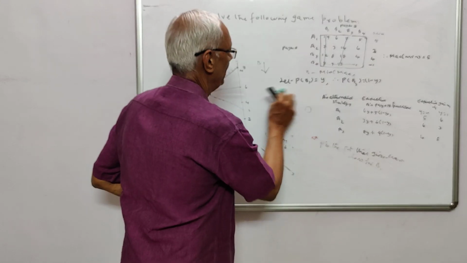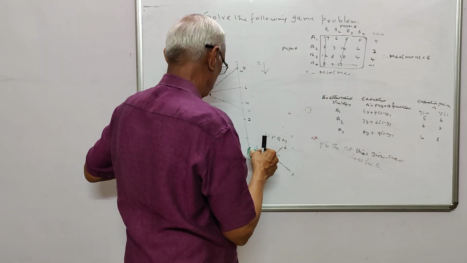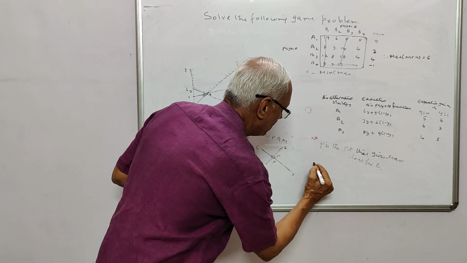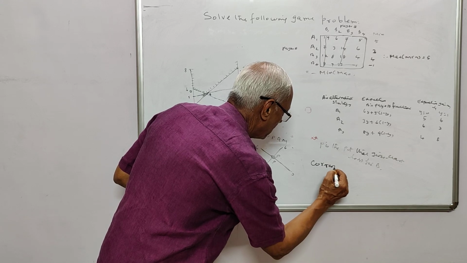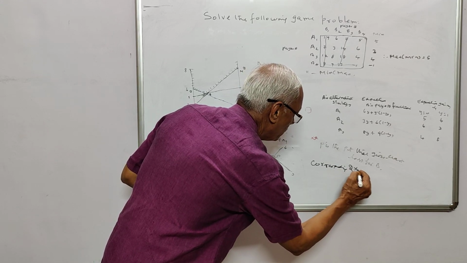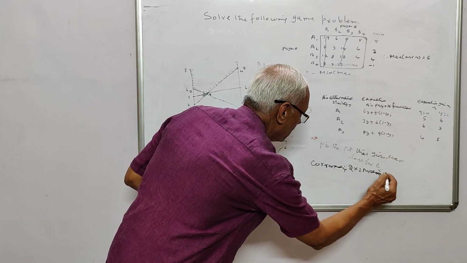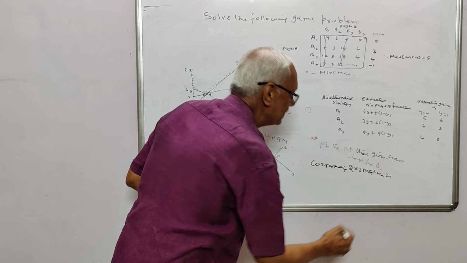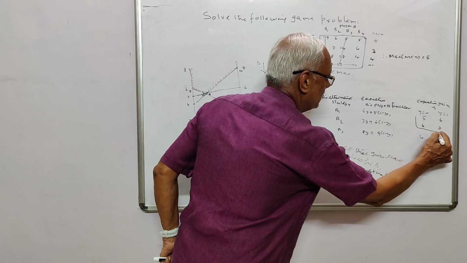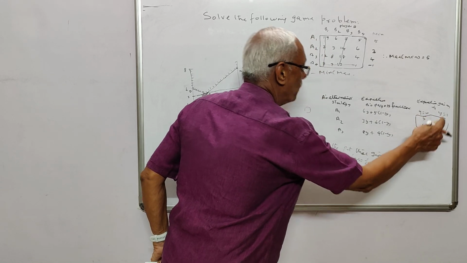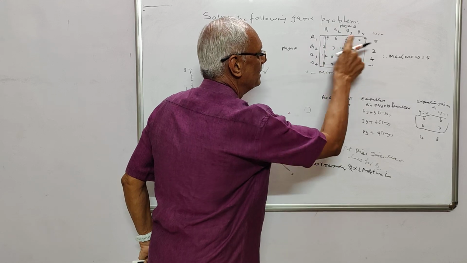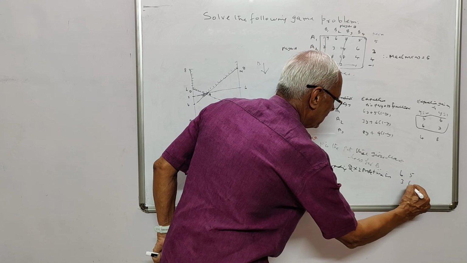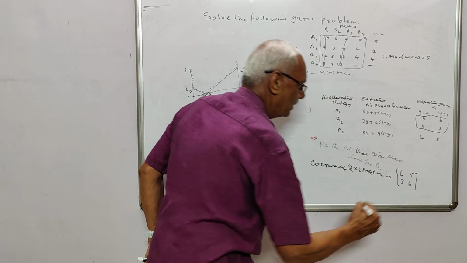And corresponding, I'll write here, the corresponding 2 cross 2 matrix is, now you see that this is the one, but this is not the one. Corresponding to this, what is your original matrix here? The 2 cross 2 matrix is 6 5 3 6. So this is the matrix.